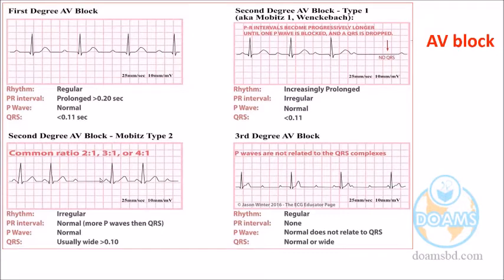You see, this is the P and here is the P, and there is no QRS complex. So it is counted as 2:1, 3:1, 4:1. You will read by yourself later. And here is the Wenckebach phenomenon, Mobitz type 1, and this is the complete heart block. So I think this picture is enough for your study. Thank you.